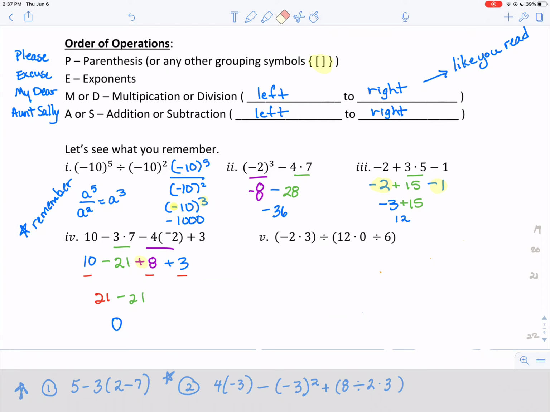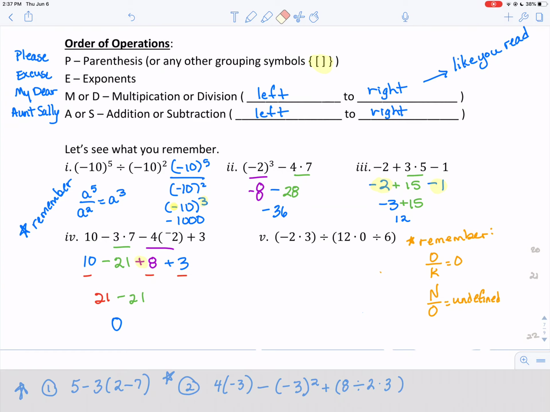And then finally, this last one. For this last one, you'll need to remember that it is okay to have 0 divided by a number, but you cannot have a number divided by 0. You cannot have a 0 on the bottom, otherwise it's undefined.